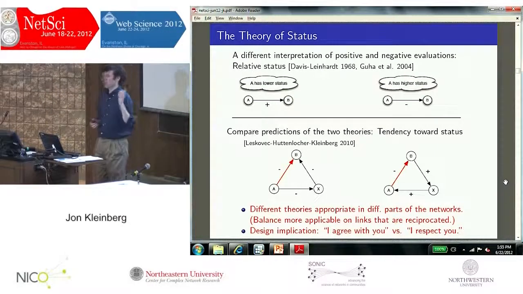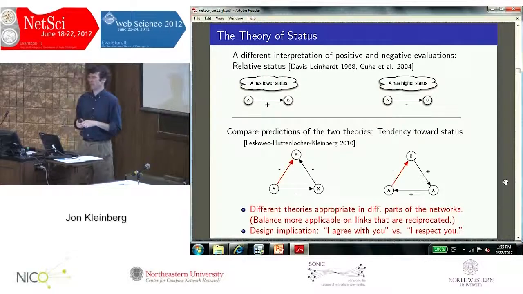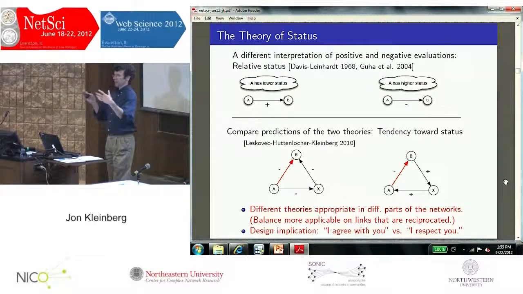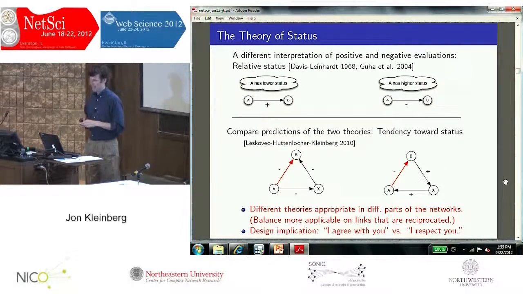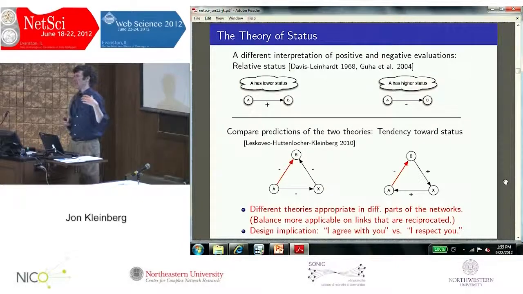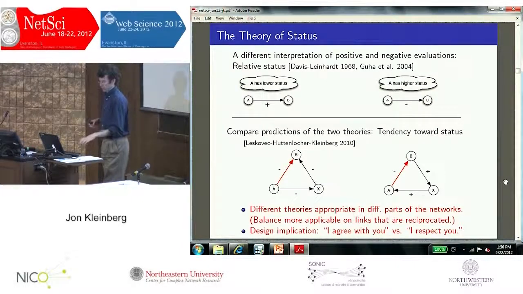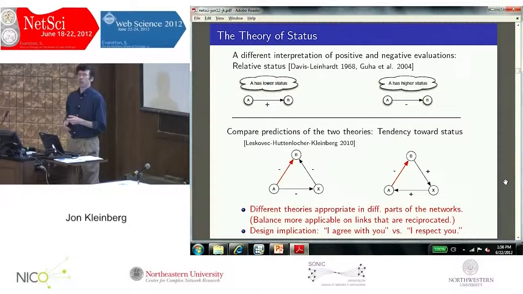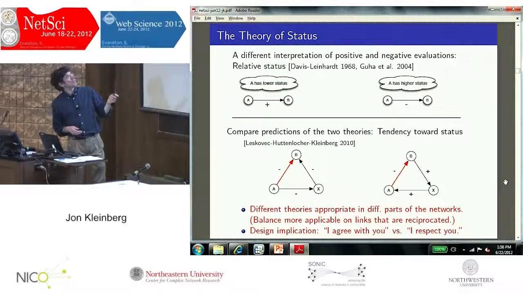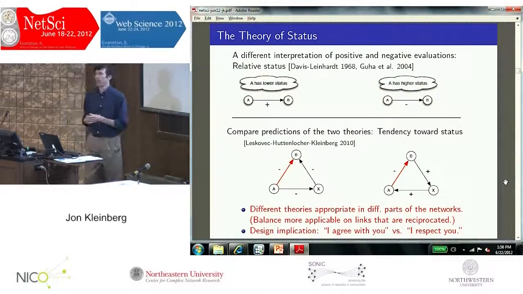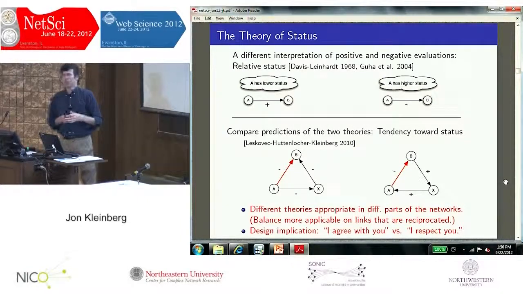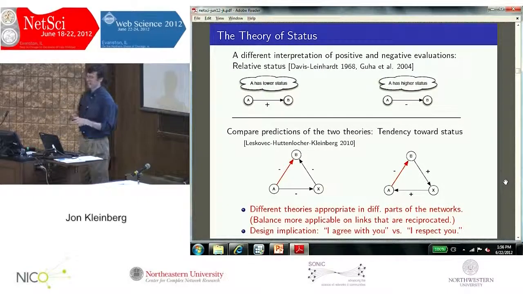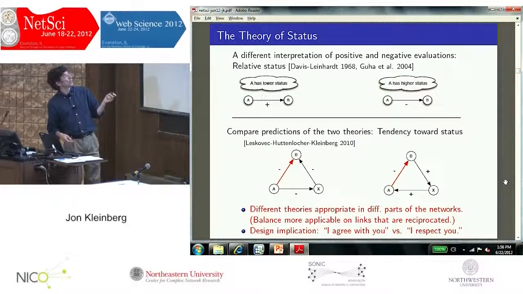In some work that Yuri Leskovec and Dan Huttenlocher and I did, we looked at these data sets. And what we found was actually an aggregate tendency toward the status-based interpretation of things. So how does one distinguish between these two theories? At a quick gloss of the methodology in this paper, if you look at certain triangles, the link sign that gets predicted is actually different between the two theories.